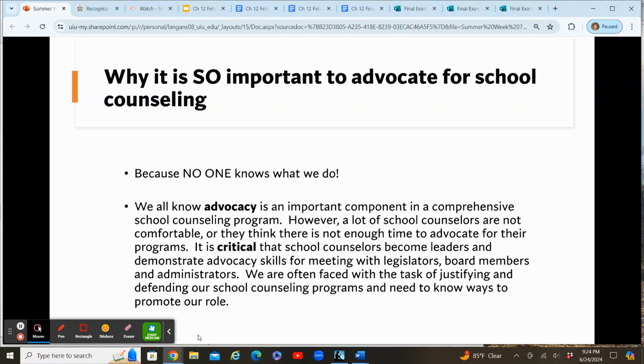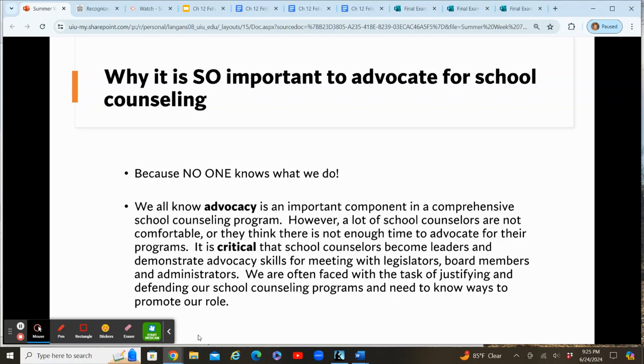And a lot of school counselors aren't totally comfortable with advocacy. They don't think they have enough time, or they don't want to be the loud person sharing different things. You don't have to be that person always out there, always talking, always at the front of the group sharing things. But you do need to make sure that you're advocating for your school counseling program, so that you're letting people know what you do in helping kids and making sure all kids are getting the opportunities.